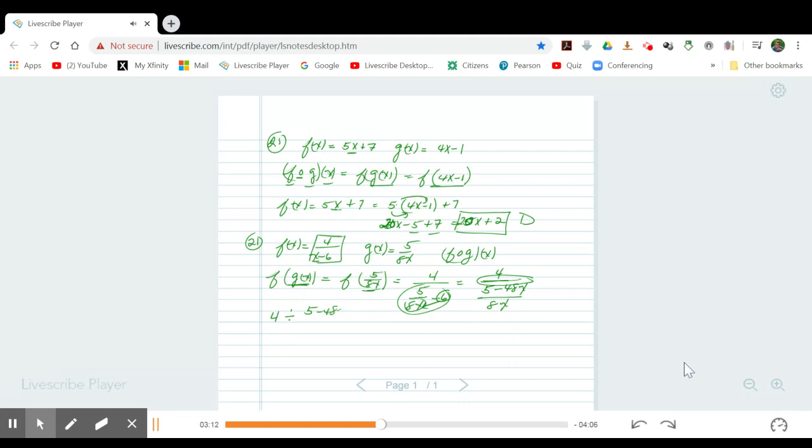You're taught that when you have division with fractions, you change that divide sign to a times sign and multiply by the reciprocal of all this, which is 8x over 5 minus 48x. Put the 4 over 1, numerator times numerator, denominator times denominator. 32x over 5 minus 48x, and we've got letter B.